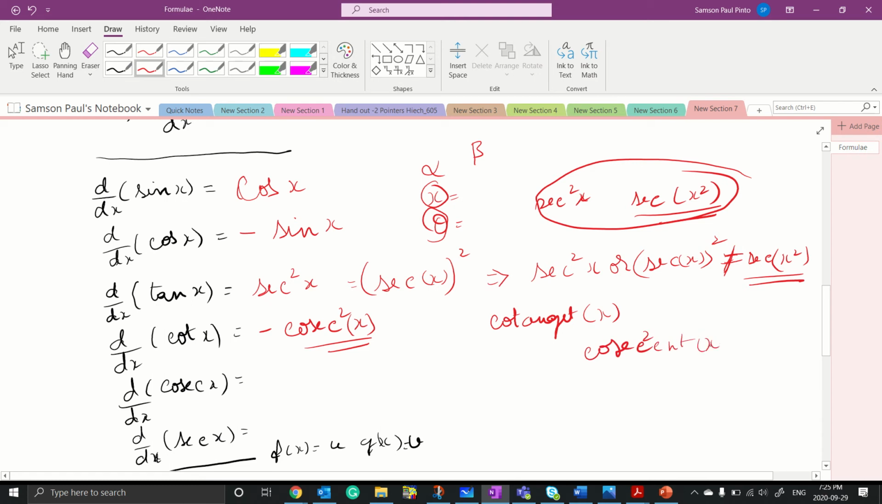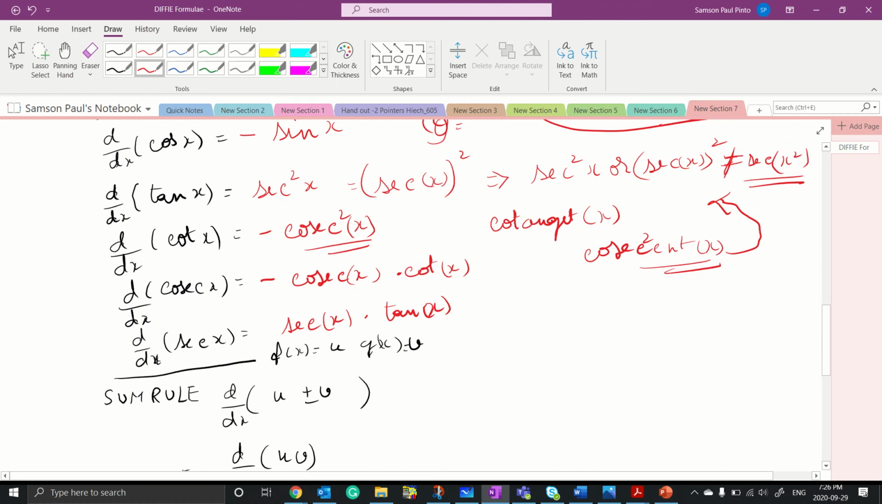Cosecant square x. Again, the same applies here too. It is not equal to that. The differentiation of cosecant x is minus cosecant x cot x, and the differentiation of secant x is nothing but secant x tan x. It is very important that you remember these formulas.